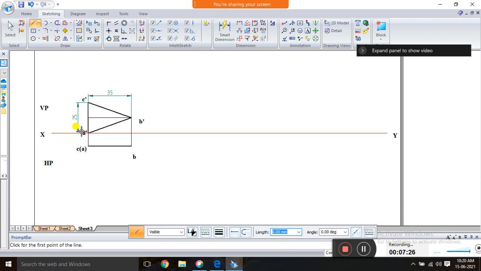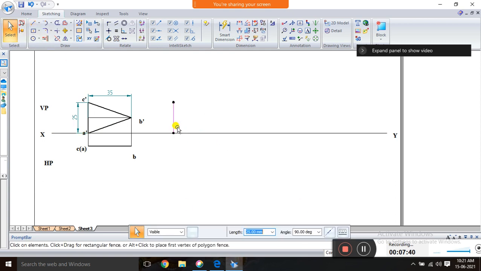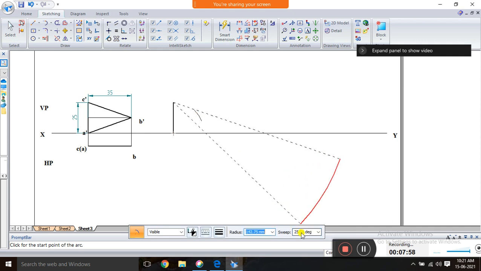Equilateral triangle means all the sides are equal. That you have to construct here. Okay, so the same 25 mm side you have to take. Okay, next is how you are going to construct the equilateral triangle. The same thing, we use the same procedure. So take the arc from here 25 mm, cut the arc, and from here same 25 mm, cut the arc. Okay, like this you have to cut the arc.